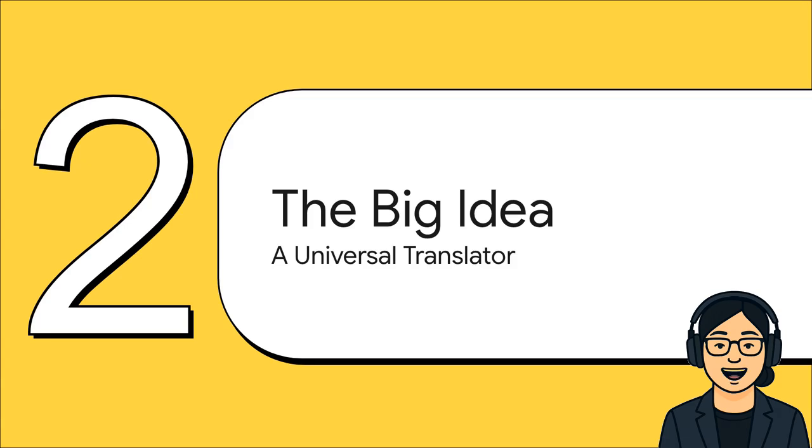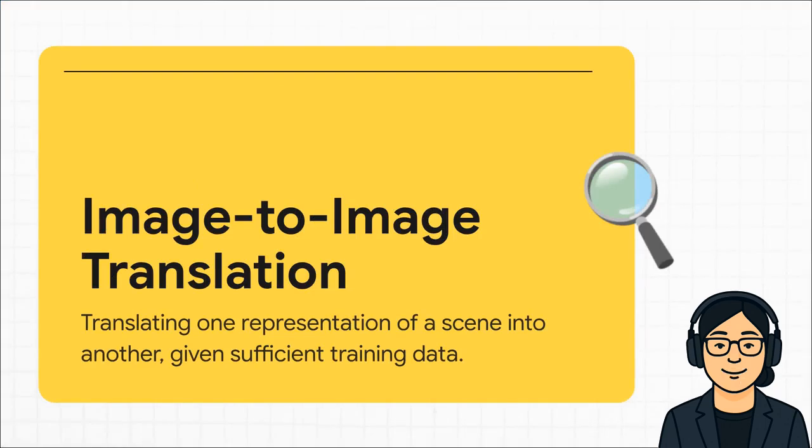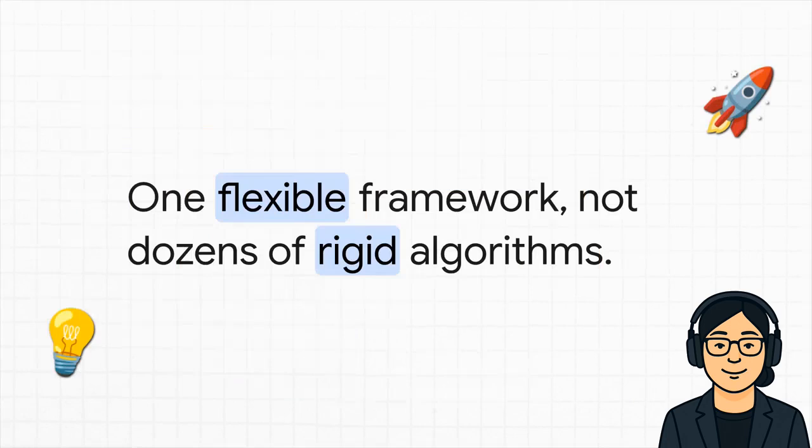And that was the huge idea behind Pix-to-Pix, to build a universal image translator. The way they framed this was just beautiful. They used an analogy to language. So just like you can translate the idea of a cat from the word in English to the word in French, they argued you can translate the visual representation of a scene from, say, an outline sketch into a full-color photo. It's all just translation. And that was the real breakthrough. The goal was to ditch the dozens of rigid, hand-engineered algorithms and instead build one single, flexible framework that could learn to do any of these translations just by seeing enough examples.